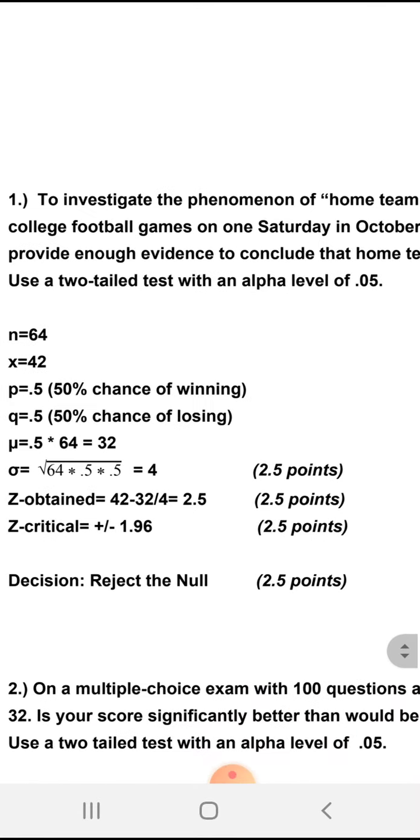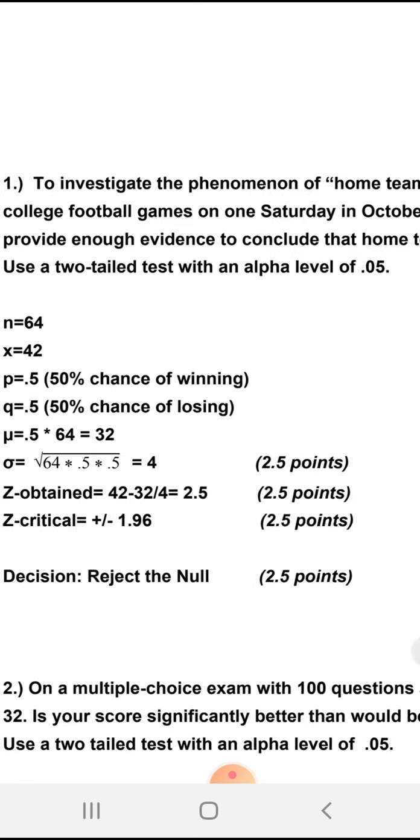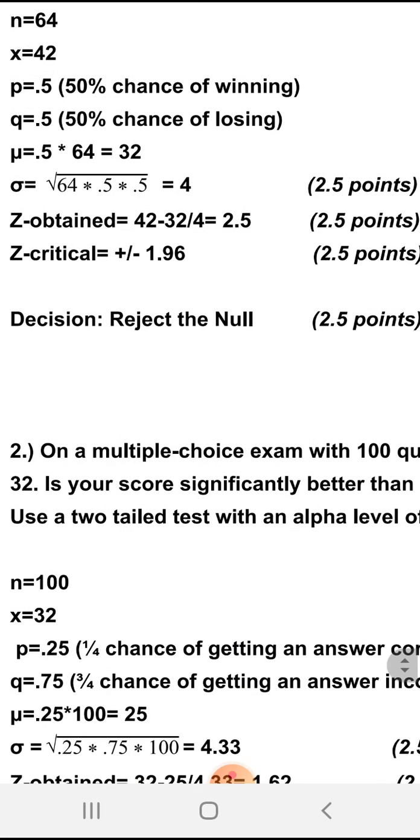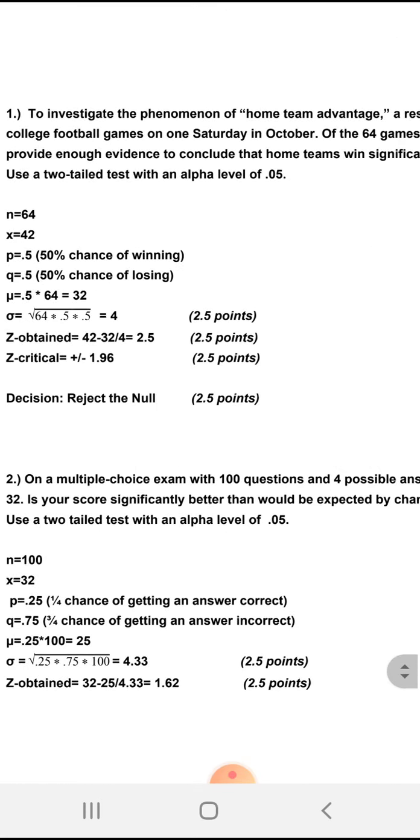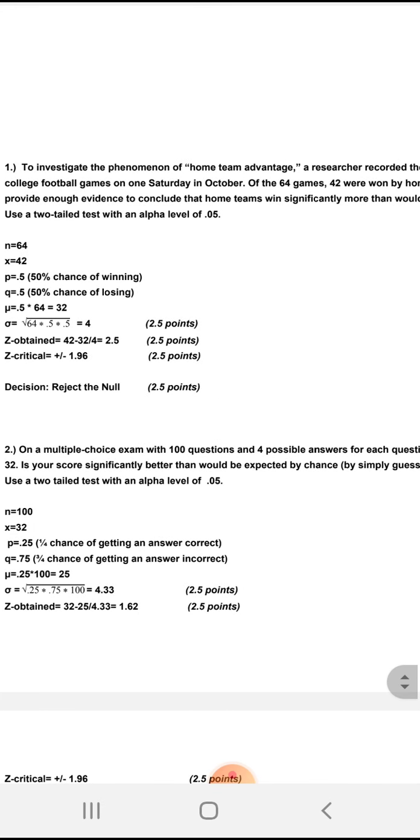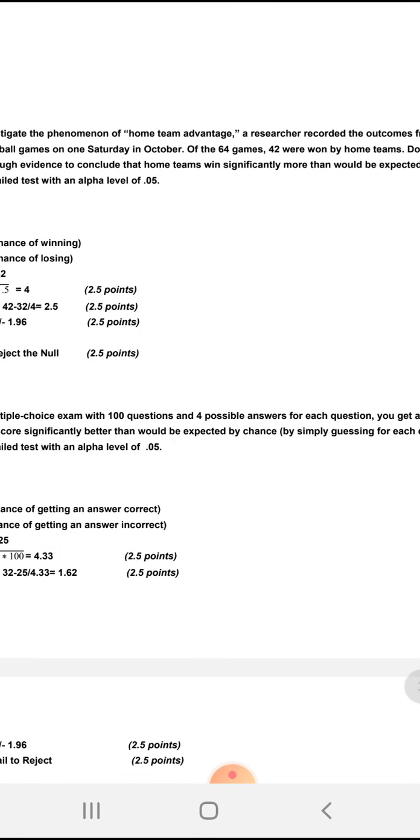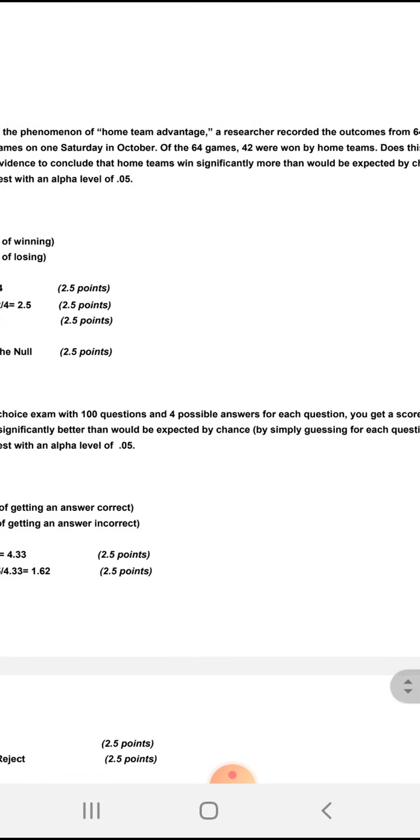Winning 42 games out of 64 is significantly more than chance. So there seems to be a home field advantage. Okay, last question. On a multiple choice exam with 100 questions, that's n, and 4 possible answers for each question, that should give you an idea of what P and Q will be.